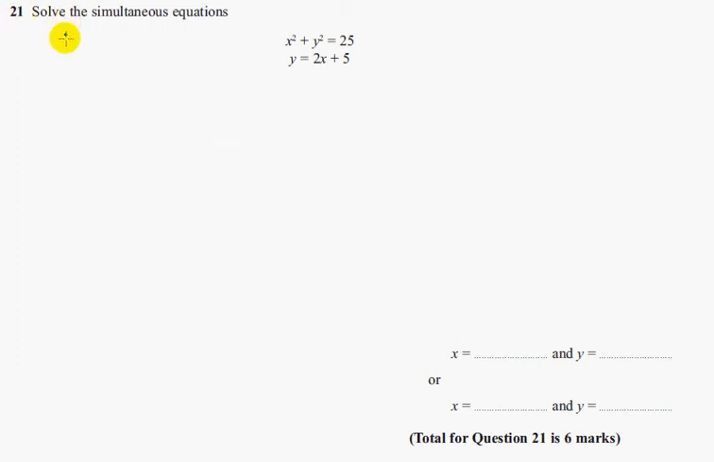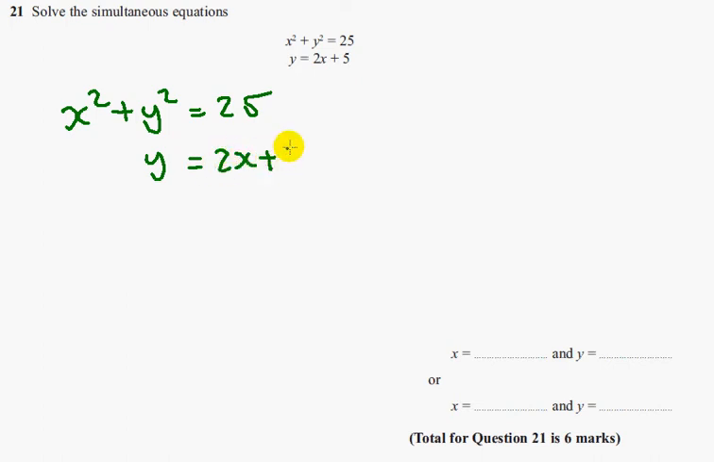Question 21. Solve the simultaneous equations. x squared plus y squared equals 25 and y equals 2x plus 5. So I'm just going to write that out again. x squared plus y squared equals 25 and y equals 2x plus 5.